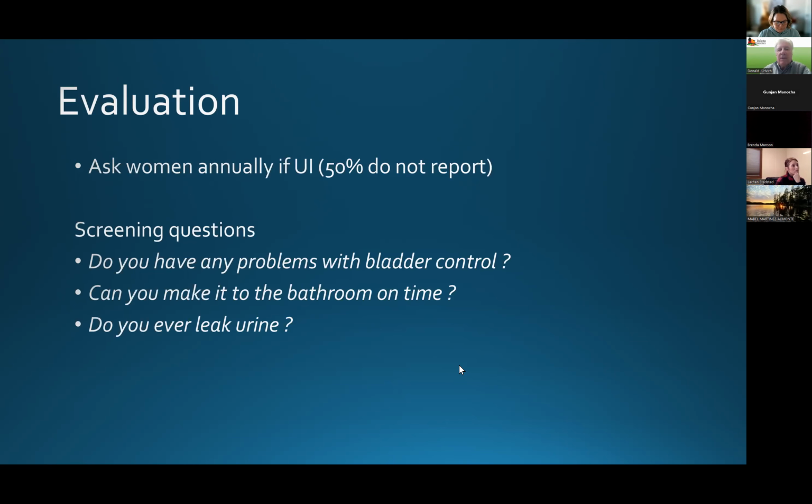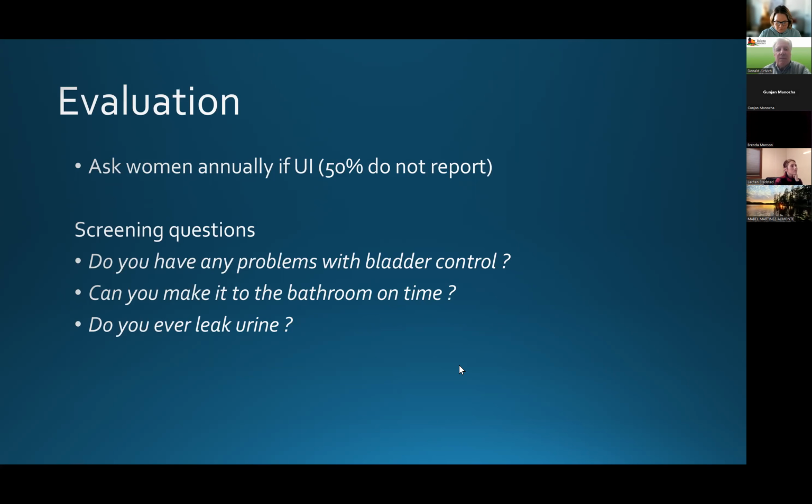In our evaluation, the recommendation from the American Geriatrics Society and other incontinence societies suggests that we should ask women, regardless of age, annually if they have any form of urinary incontinence, because half of them will not reveal this in their clinical encounters. They will just assume that it's normal, and why bother the provider with that information? And quite honestly, we want to be bothered with that information. So we encourage patients to reveal it through structured questions, right?